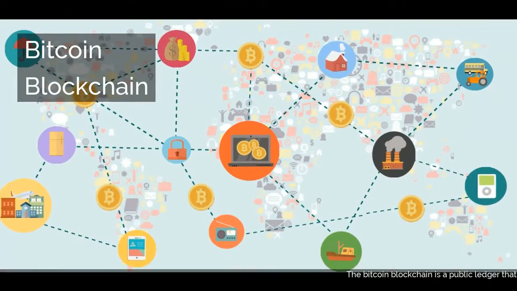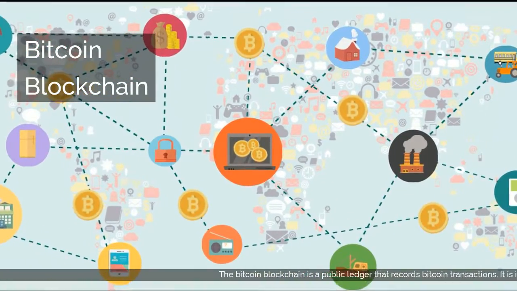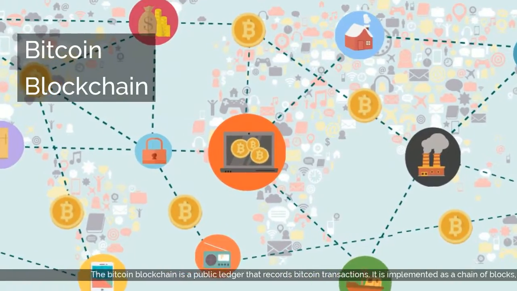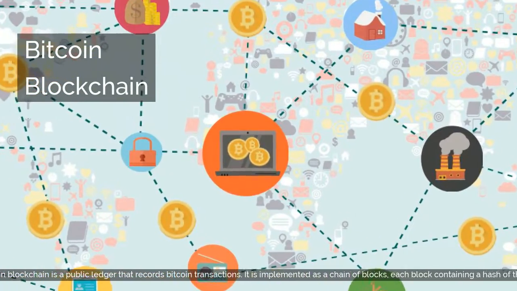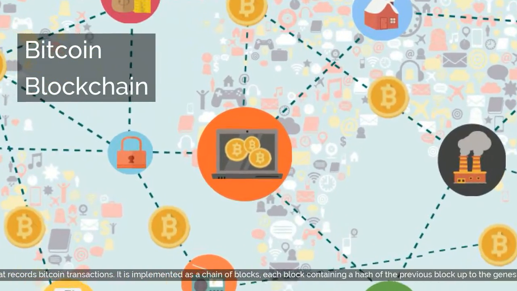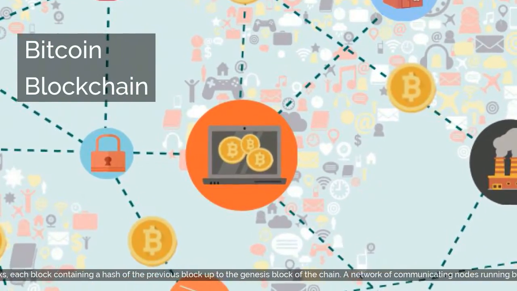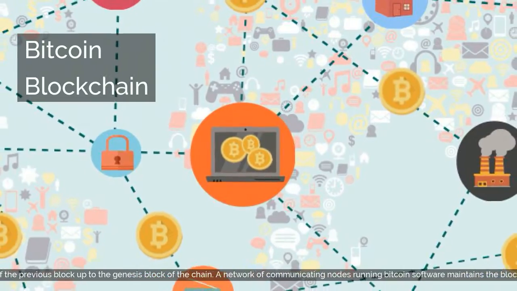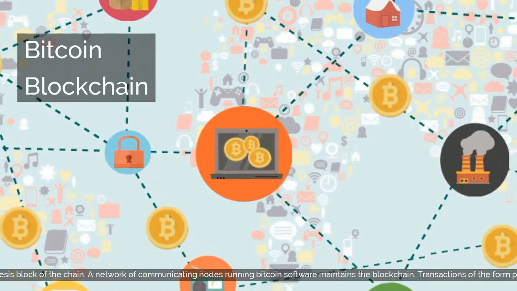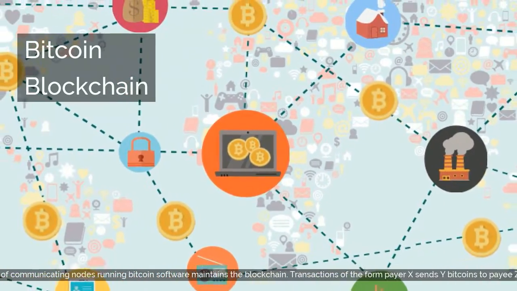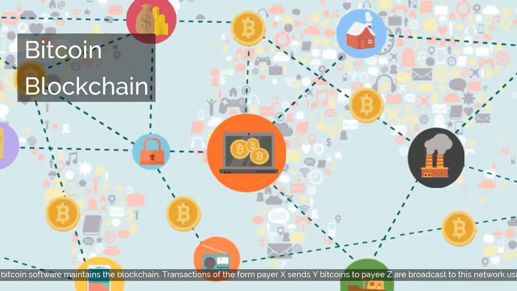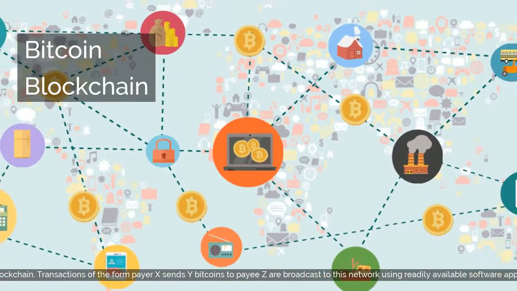The Bitcoin blockchain is a public ledger that records Bitcoin transactions. It is implemented as a chain of blocks, each block containing a hash of the previous block up to the genesis block of the chain. A network of communicating nodes running Bitcoin software maintains the blockchain. Transactions of the form "pay X Bitcoins to Y" are broadcast to this network using readily available software applications.